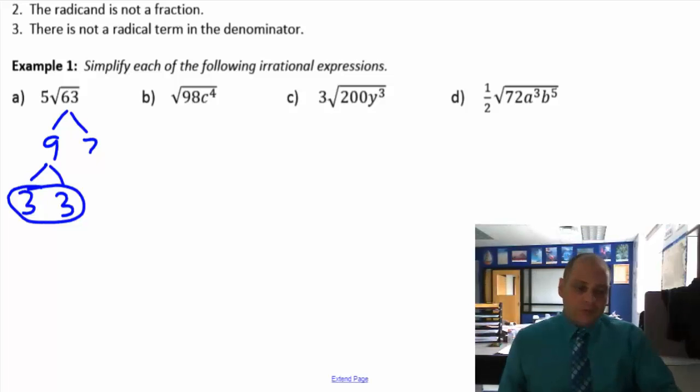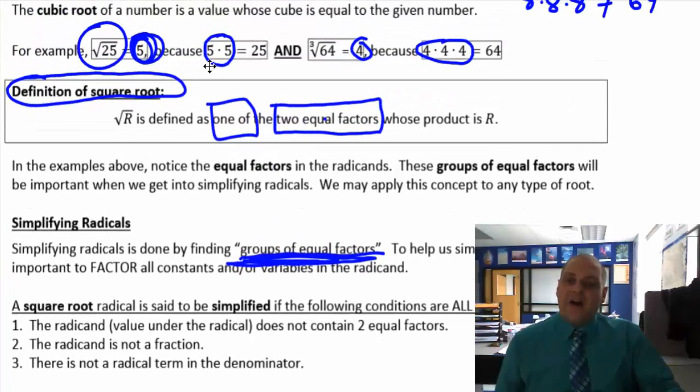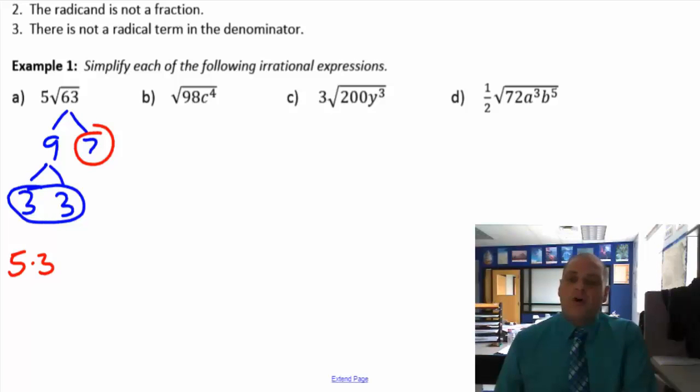Just like up here, where we had 5 times 5, right? That represented a 5, just a 5. So that's what we're going to be doing. We're going to take that pair and make it just a plain old 3. Now, what do we have? We have the 5 that was already outside the radical. We have a 3 from this, times 3, and then a leftover 7.